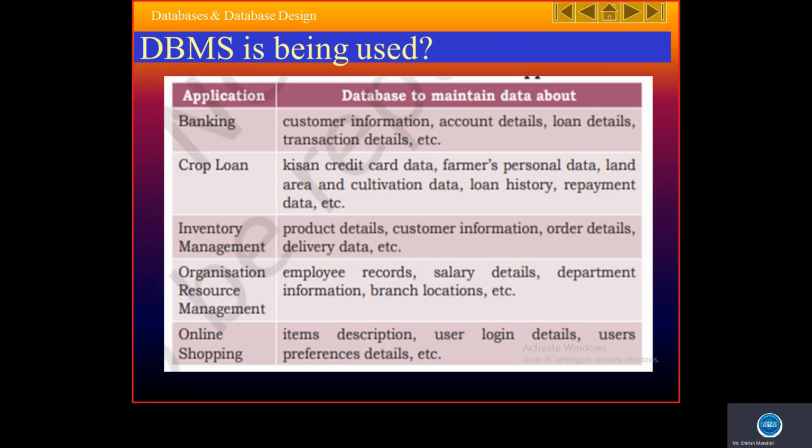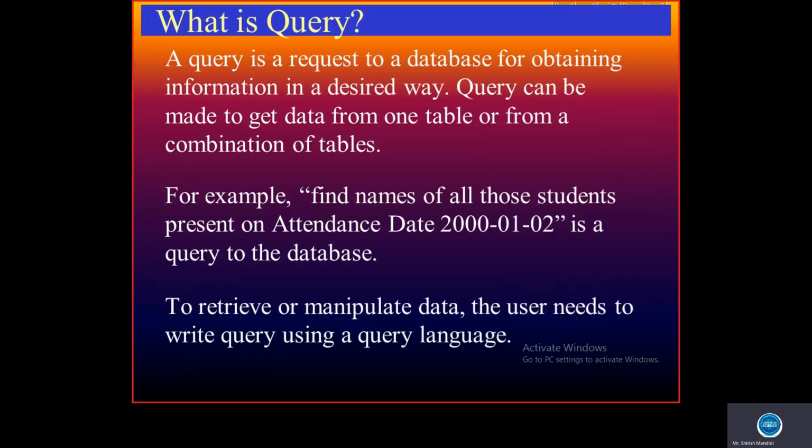So these are examples of DBMS in the banking sector, providing customer information, account details, loan details, transaction details, and crop loan, which maintains all the information regarding the farmer's personal data, land area, cultivation data, loan history, and so on. Inventory management system: product details, customer information, order details, and much more information like that. So these are the applications where DBMS is required, and DBMS is the only way to maintain all such data. Let's move on to the next slide.